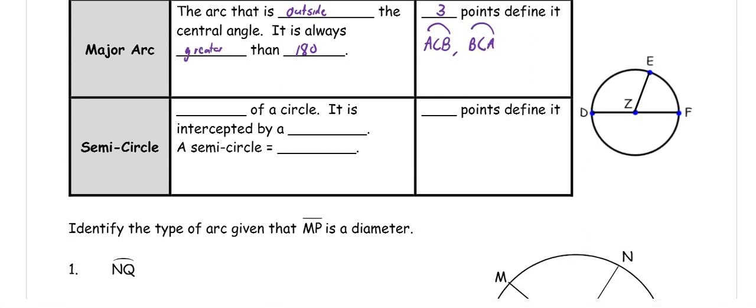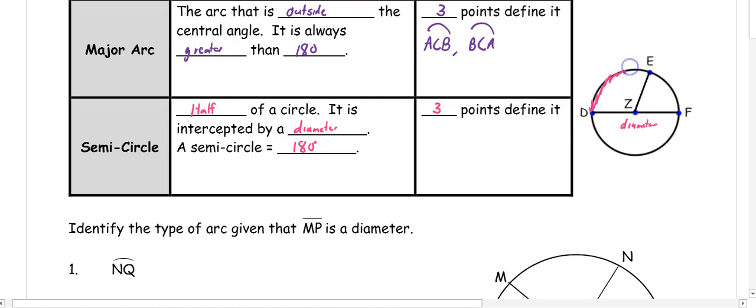Then the last one is a semicircle. A semicircle is going to be half of a circle. It's going to be intercepted by the diameter, so it's always going to be 180 degrees because a circle has 360 degrees. Again, it also has three points. So in this case, DF is going to be the diameter, which makes that arc on the top a semicircle. So this arc right here would be a semicircle. We can name it with three letters, so it's DEF or it's FED.